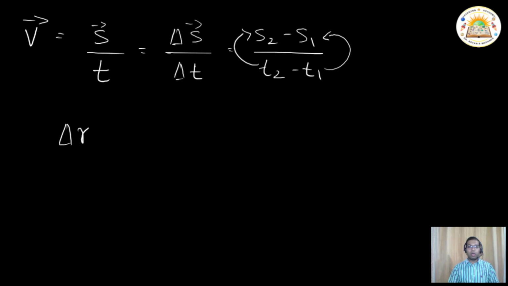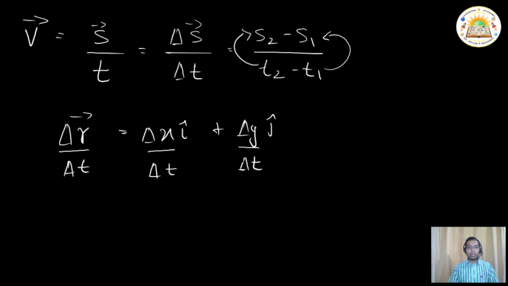which is nothing but s2 minus s1 divided by t2 minus t1, where t2 is the time corresponding to s2, t1 is the time corresponding to s1. Now in our case, instead of delta s, we have it in terms of delta r in its component form, that is delta x i cap plus delta y j cap. We can do an algebraic sum here and divide this by delta t. This is allowed.